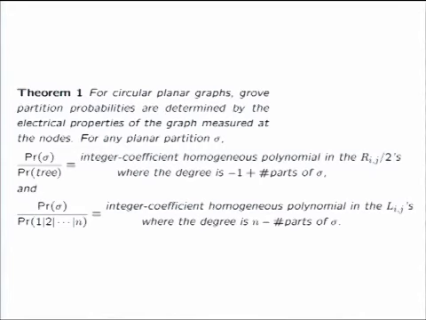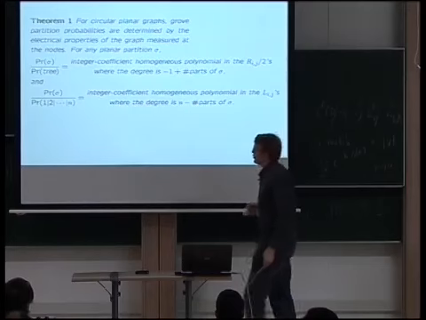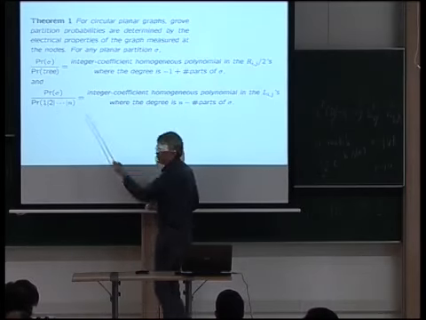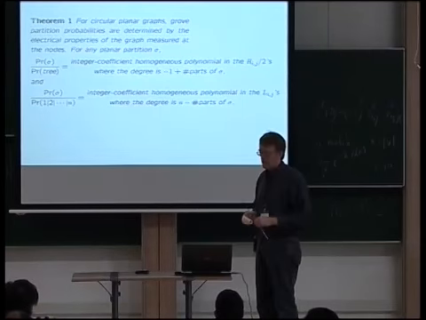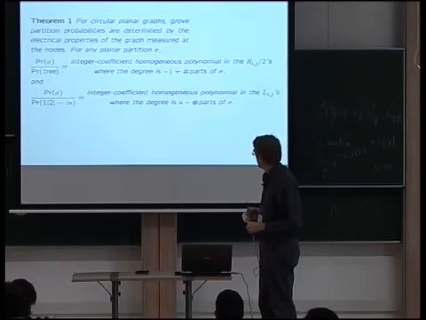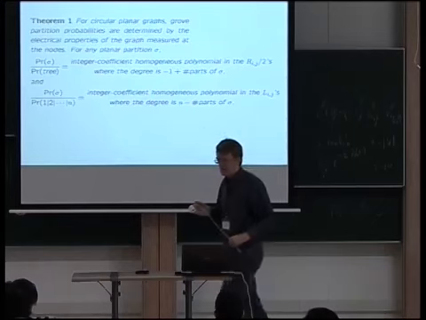Okay, so if you take the probability of seeing a particular connection topology and divide by the probability that a random grove happens to be a tree, this is a polynomial in the pairwise resistances between the nodes. And if we take this other normalization where we divide by the probability that all the nodes are separate, this is a polynomial in these variables L, which I haven't really defined yet, but will soon.